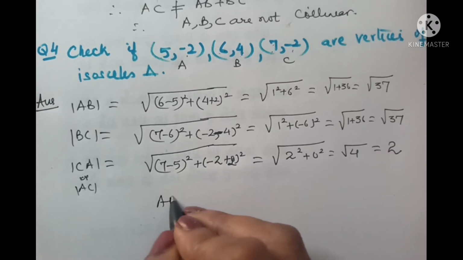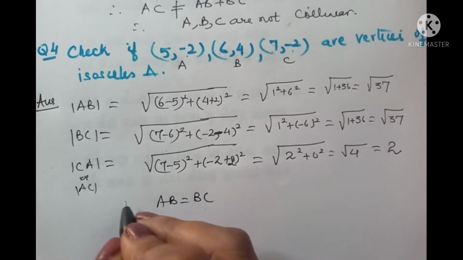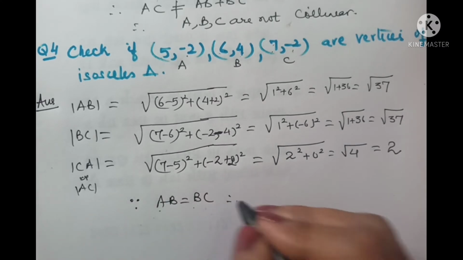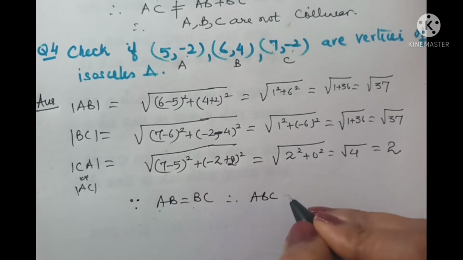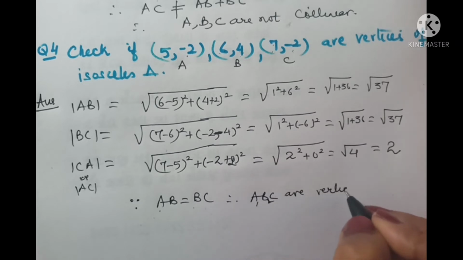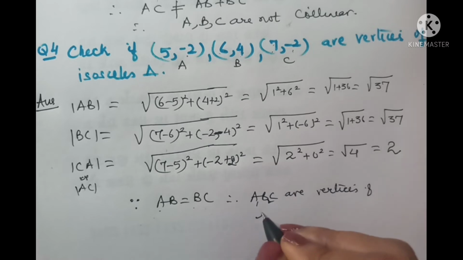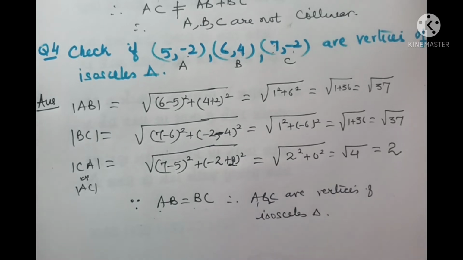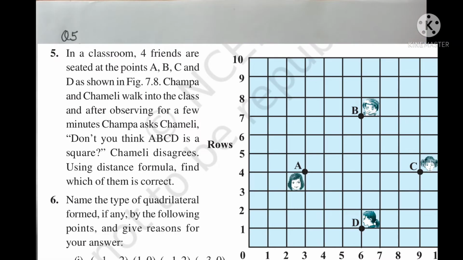Now since AB is equal to BC, you must write this reason: because AB is equal to BC, therefore A, B and C are vertices of an isosceles triangle. The way you are asked the question, the same way you should tell the answer. So I hope you understand this much.